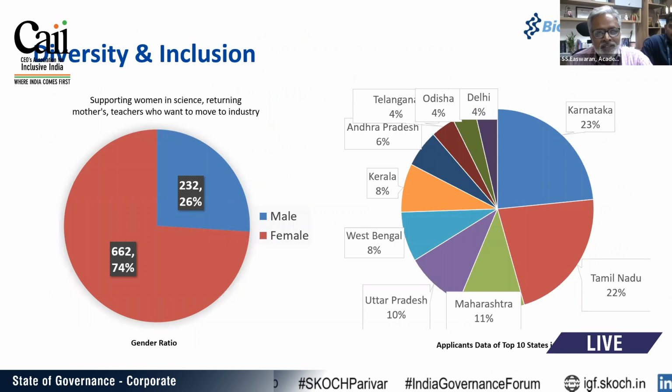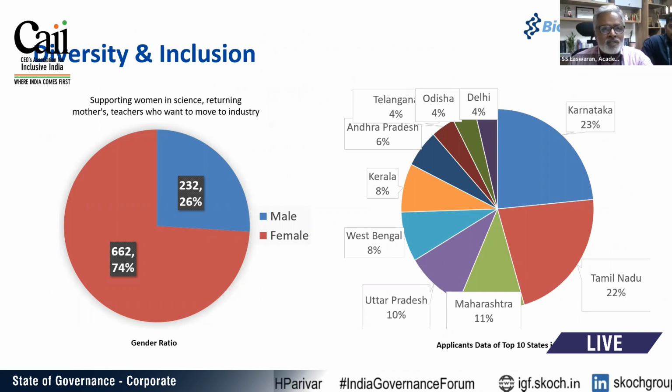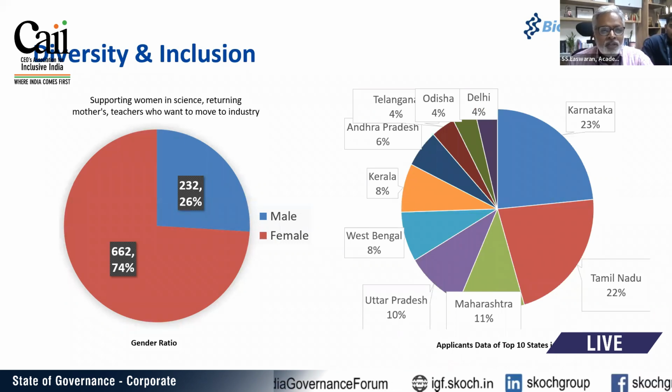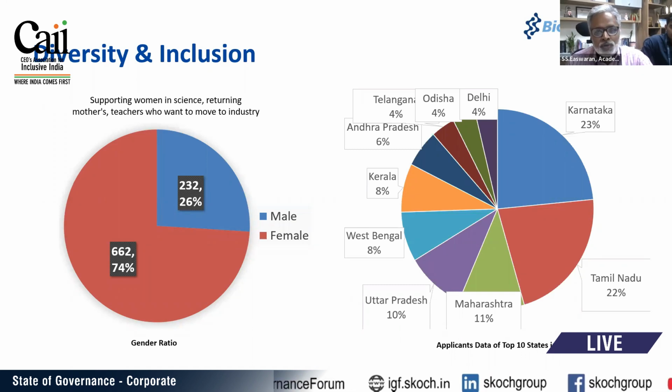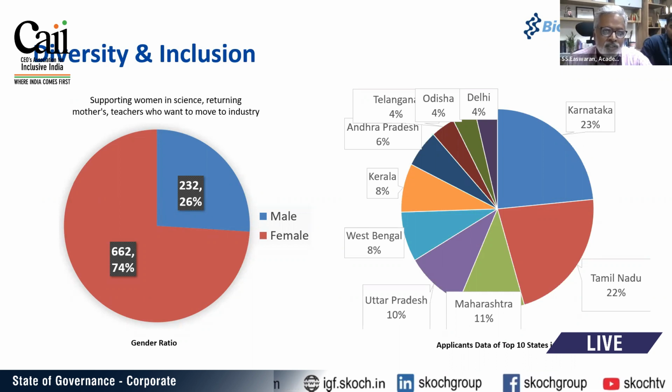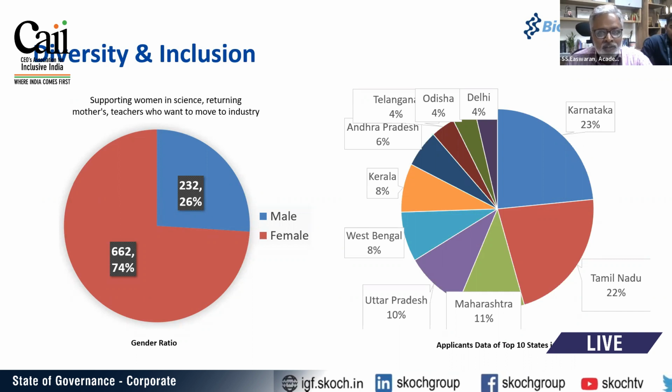As shared by some of my colleagues in the earlier presentation, we are also very proud to say that we are very focused on supporting women in science, returning mothers and teachers who are moving back into the industry. So the proportion of women is 74% and men is 26% of the overall students. And this is the same proportion we are placing in the industry. So naturally, we are helping the industry to have very good diversity in place.